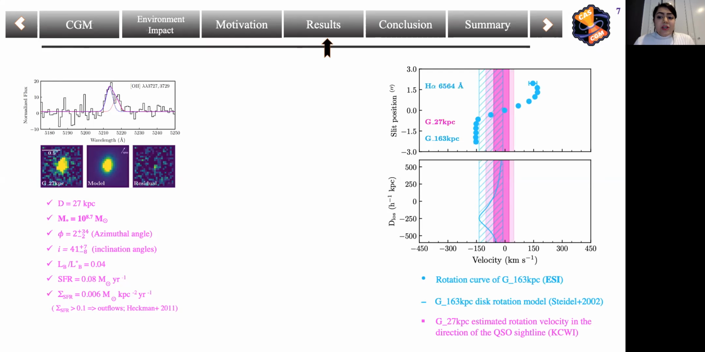The hatch region here shows the modeled rotation velocity of the massive galaxy, and this pink region presents the rotation velocity of the dwarf along the quasar sight line.